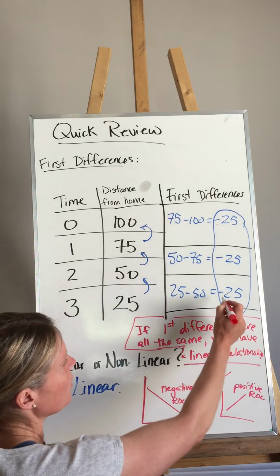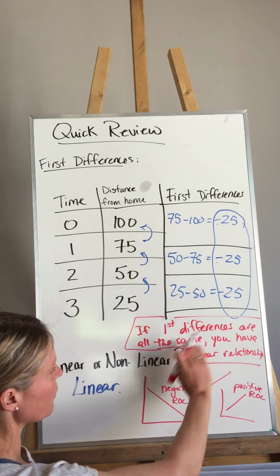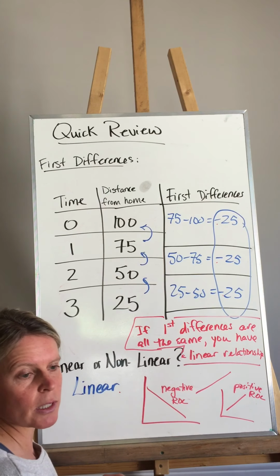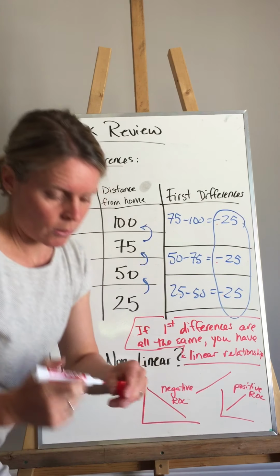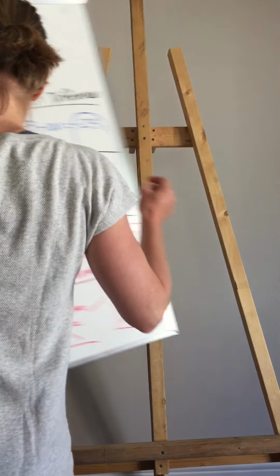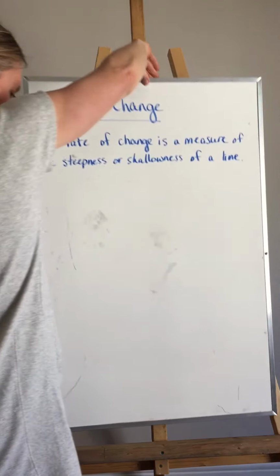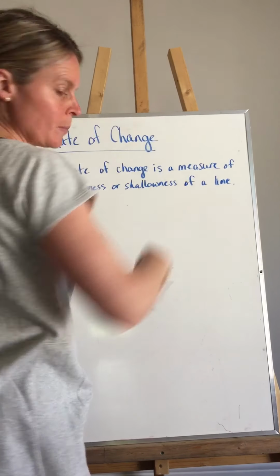But I just wanted to kind of note that because they're all negative here, okay? But the key thing is that if the first differences are all the same, you're going to have a linear relationship. Okay, so that's kind of the review from last week. So new stuff that we're going to do today is we're going to talk about rate of change, okay?